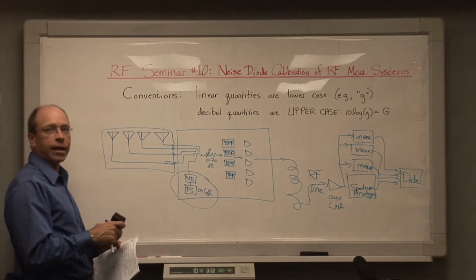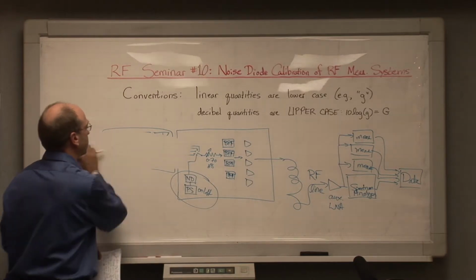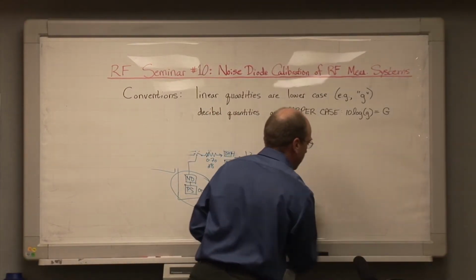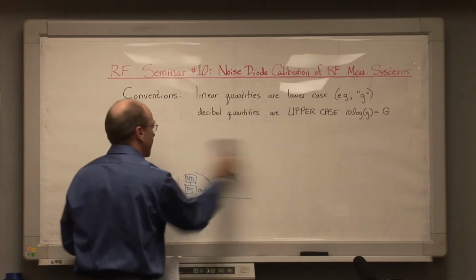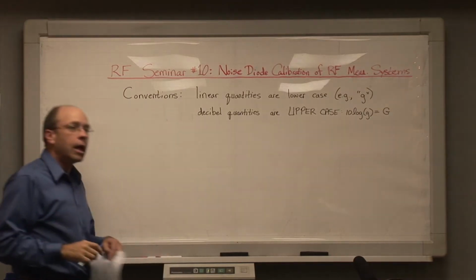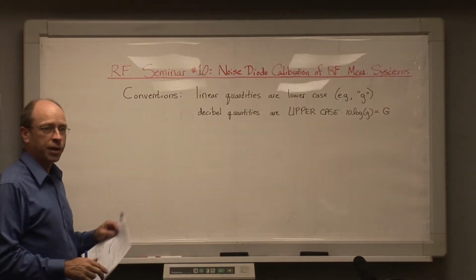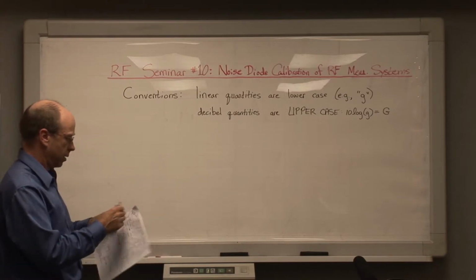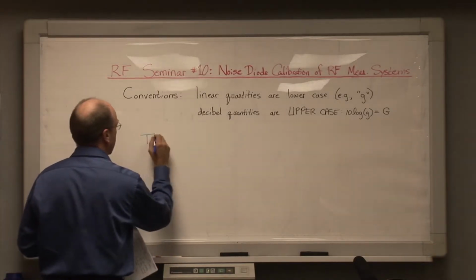Any problems with that? Okay. Now, having drawn it that way, remember that you can calibrate any receiver, you can calibrate any black box system for gain and for noise figure with a noise diode, of course. Now, let's go into the theory.